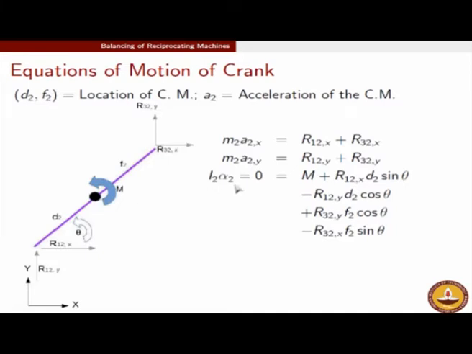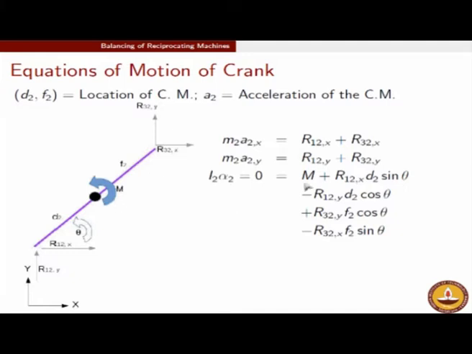So I2 times alpha 2. Remember, we have already assumed that we are interested in the situation where the crank is rotating at a constant angular speed. So therefore the angular acceleration of the crank is 0. So I2 alpha 2 should be 0, which means the sum total of all moments acting on the crank should give us a 0. So what are the moments?